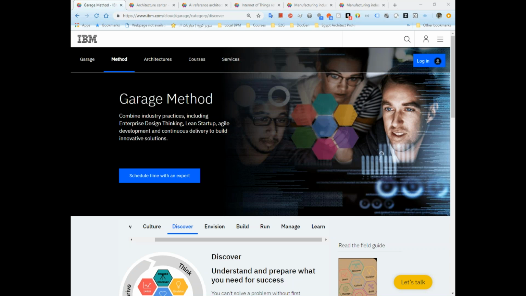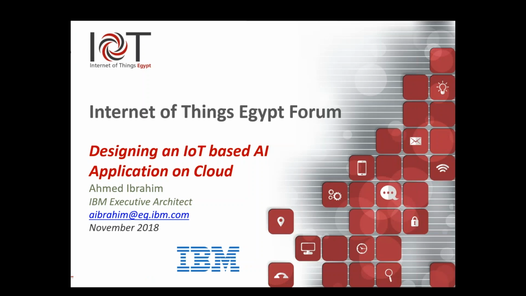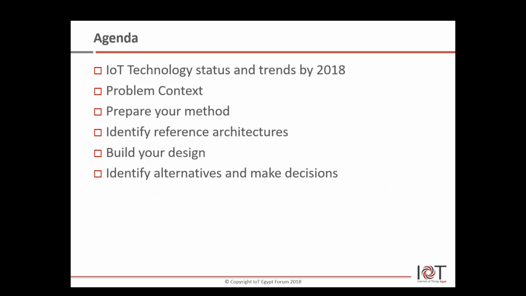Today we will be talking about Internet of Things, specifically about designing an IoT-based AI application on cloud. That means we will be discussing what are the steps that we need to take to identify the solution, how we tackle the problem. But before that, we will be talking about the IoT technology status and trends by 2018.